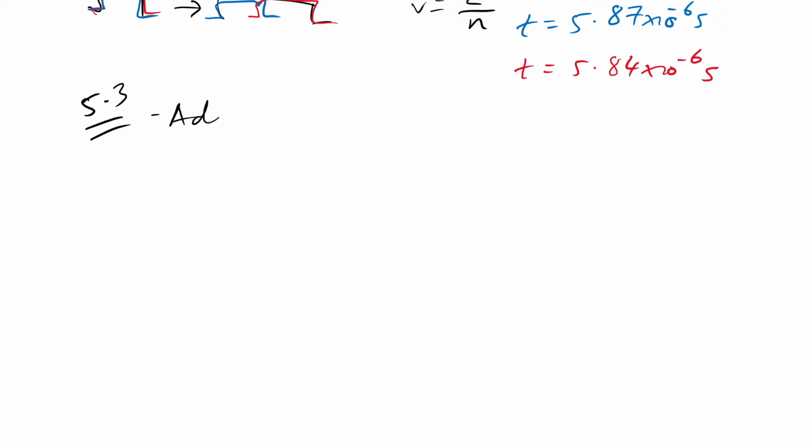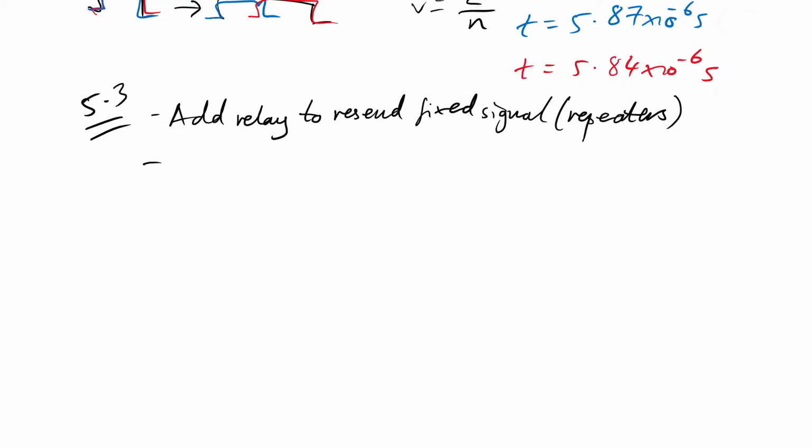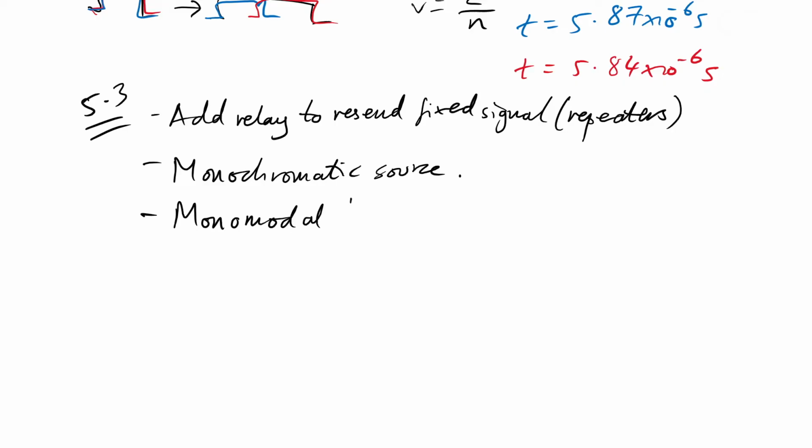Two changes that we could make. We could add a relay to resend the fixed signal. We can also call these repeaters. We could, of course, use a monochromatic source, so just use one color. I mean, that makes sense, doesn't it? And we could also use a monomodal fiber. So in other words, it's only light that travels straight down that actually gets to the end. Not a big fan of those though.